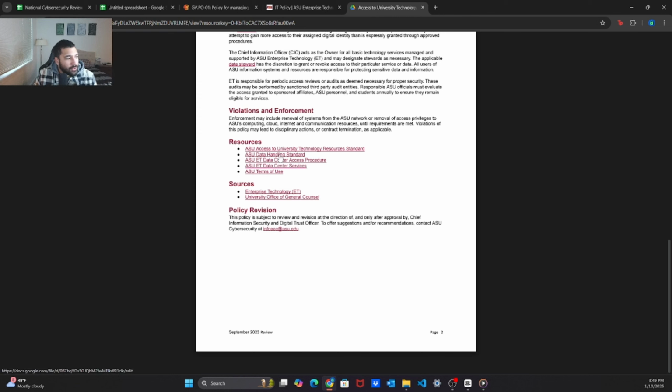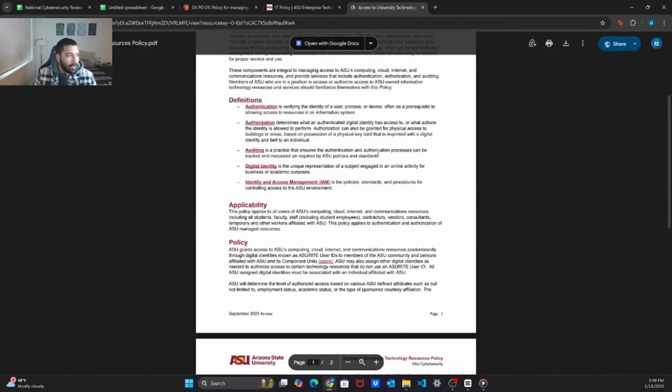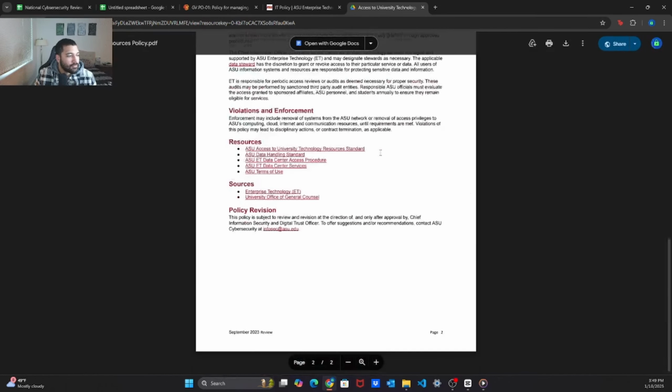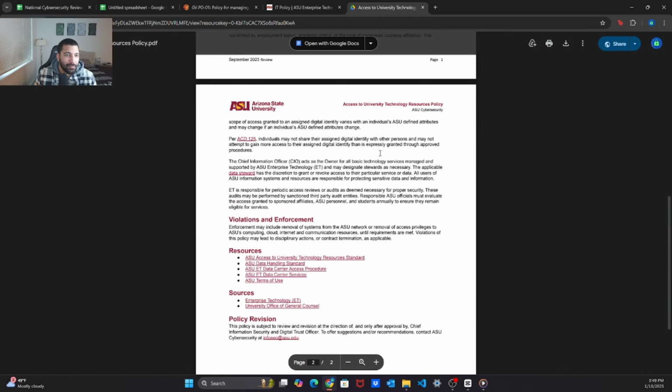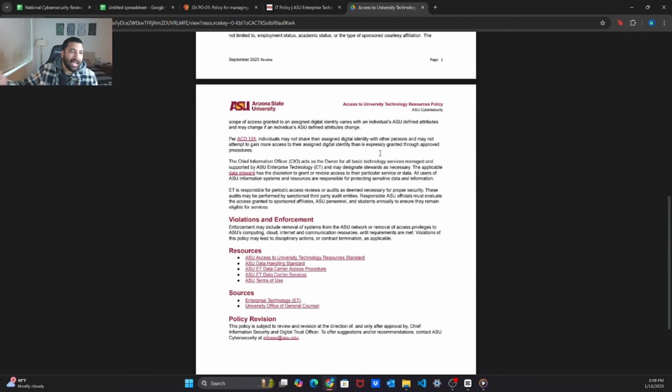It says access to university technology resources standard. So I'm like, okay, access to the technology and the resources. If this is the standard for it, they must have a standard for this policy as well, and they must have some sort of procedure in place to actually give out physical, let's say laptops, for example, to their students or faculty. And if that's the case, they must have an inventory of sorts.